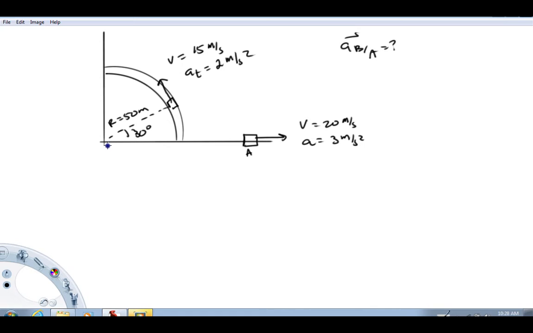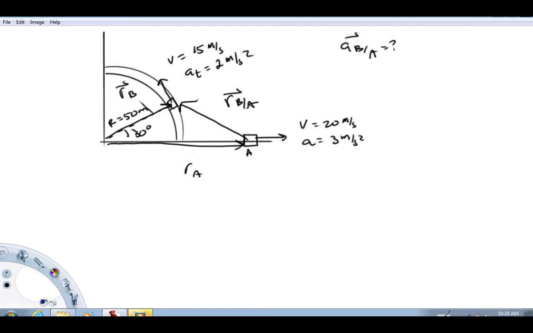If I were to draw position vectors here, this would be the position vector A. This is position vector B. And then this vector is the position of B with respect to A. Now when I look at that picture, it's important to know that the resultant of those three vectors is RB. So RB is equal to the vector sum of position A and position B with respect to A.